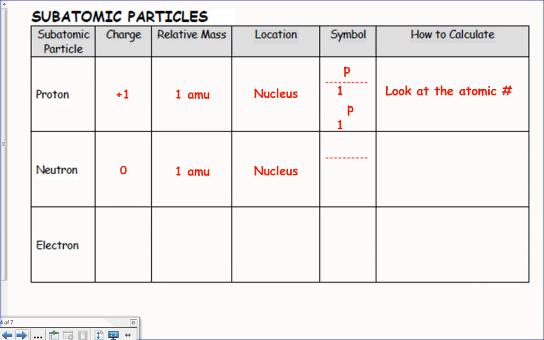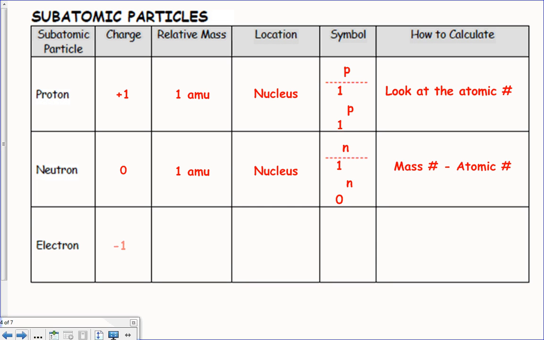It was why they were hidden. Didn't know they were there until, well, the Manhattan Project, when we started studying radioactivity. Symbols are N for neutron and 1N0. The bottom number down here is the charge. Notice the charge is 0 and the bottom number is 0. Okay? Not a coincidence. How do you figure out the neutrons? You take your atomic mass number and you subtract your atomic number.